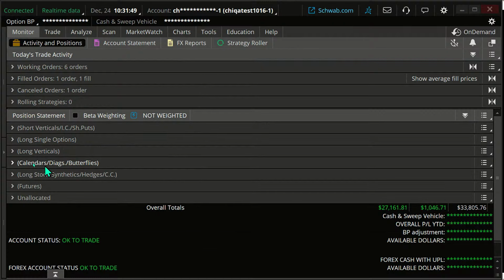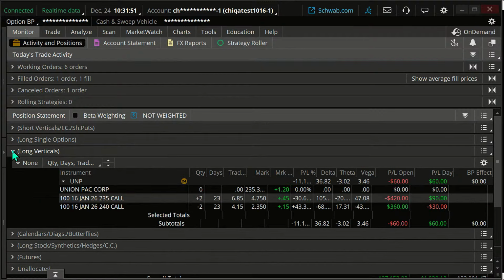Let's go to long verticals. This is one I think we're losing on. Yeah, we're down a little bit on this one. Union Pacific. We have enough time till expiration on this. It's a long call vertical. In other words, we bought the lower strike call and sold the higher strike call, 235, 240. We're right about that 235 mark right now. We're down $60.